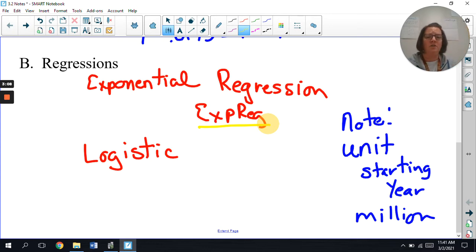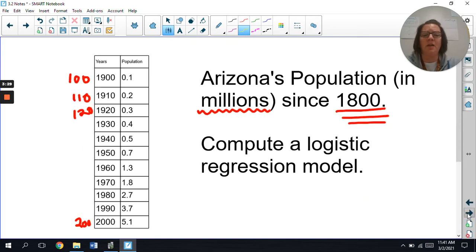The thing to note about this is make sure you know your units. What year is your initial population starting in? What is your population being measured in? Is it in millions, thousands, or hundreds? So be aware of your units. Now, you do not have this example in your note packet, but it's just an example.